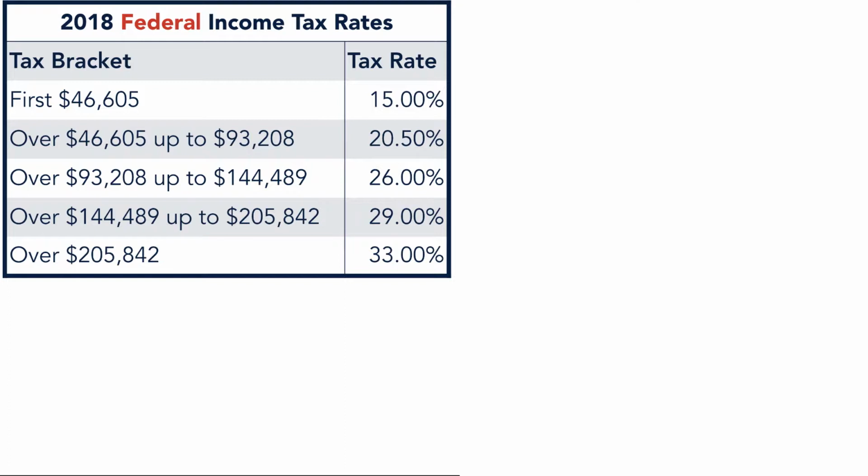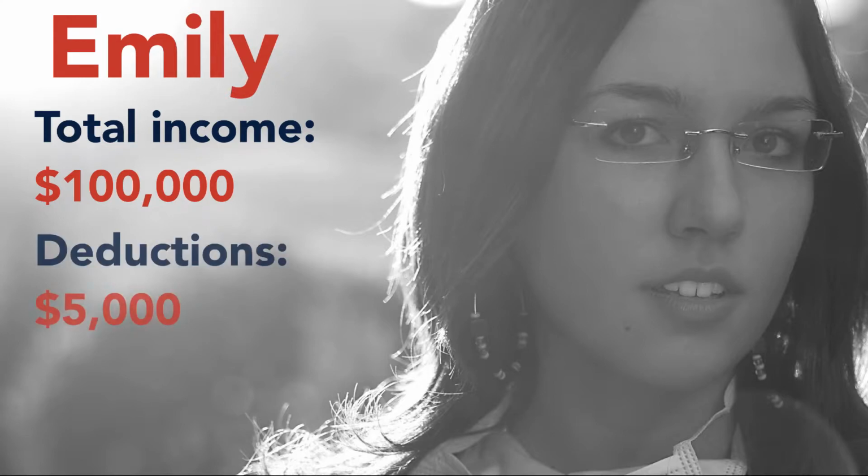We're going to do an example using 2018 tax rates, and even though the tax rates change from year to year, the process of calculating taxes remains the same. So as long as you know the rates for the year in which you're calculating income taxes, it's essentially the same 4-step process. Emily lives in Nova Scotia, and her total income for 2018 was $100,000. And she has $5,000 in allowable taxable deductions. After subtracting her allowable deductions, her taxable income is $95,000.